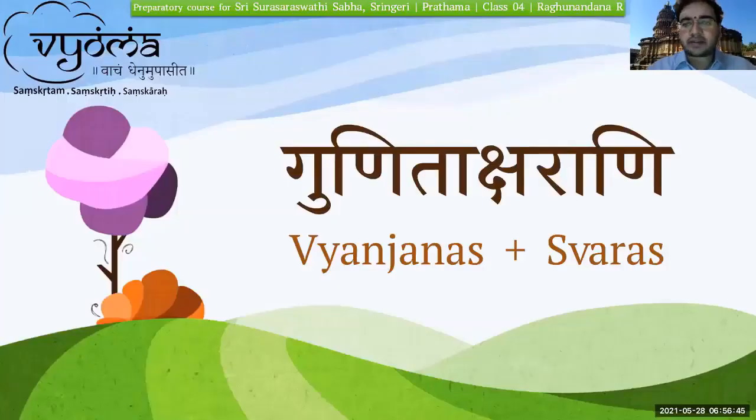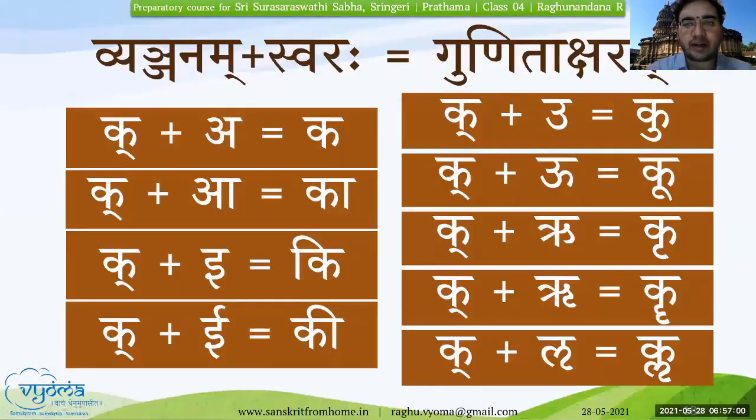In our previous class, we have seen about Gunitaksharani. What are Gunitaksharas? Gunitaksharas are nothing but a combination of Vyanjana and a Swara. I will quickly recap whatever we have learned so far, and then we will learn further in today's class.